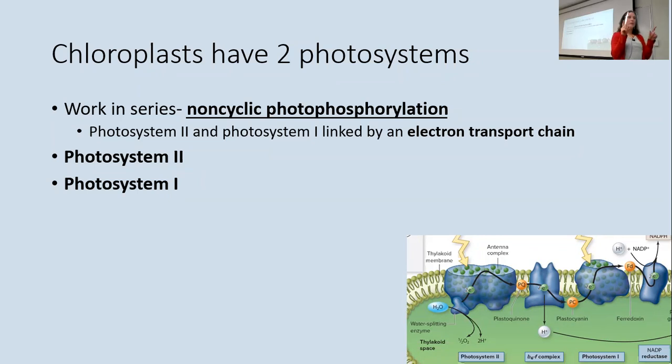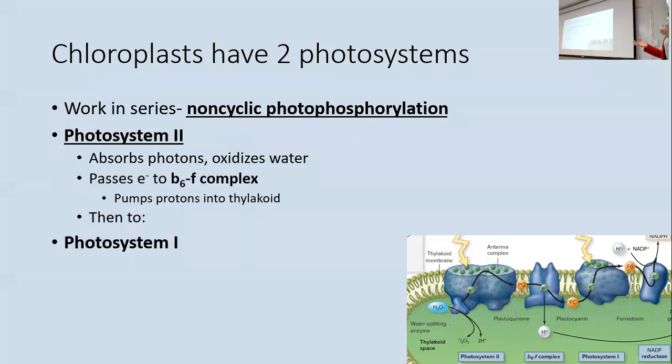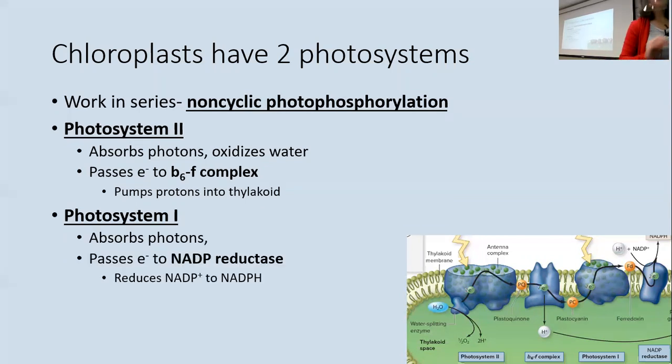So photosystems 2 and 1 are linked by an electron transport chain, right? Here's the electron transport chain and carriers that look very much like the ones in respiration, and we just have the photosystem stuck in between. The first one is photosystem 2. It absorbs photons, oxidizes water, and then passes its electron on to the B6F complex. We pump protons inside the membrane, go on to photosystem 1. And this electron that we've powered up, used up a bit, we're going to power it up again and pass it on to NADP reductase to make NADPH.